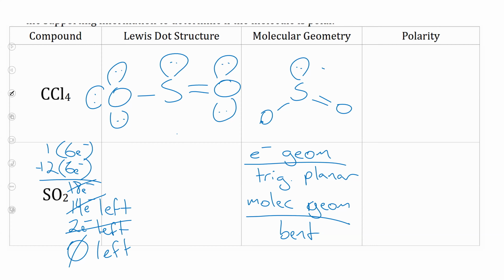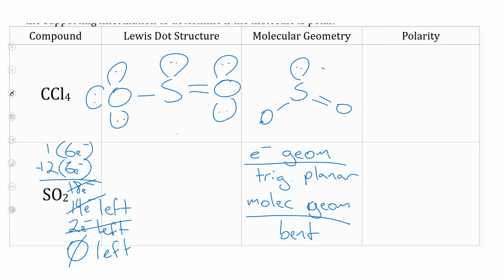So we have three things. If the normal shape is this three-sided, this triangle shape, but we can't see this top piece because it's just a lone pair, it looks like it's trigonal planar but missing a piece, so they call that bent. No problem.